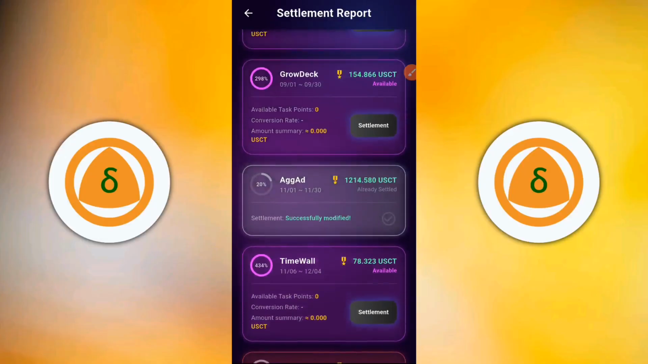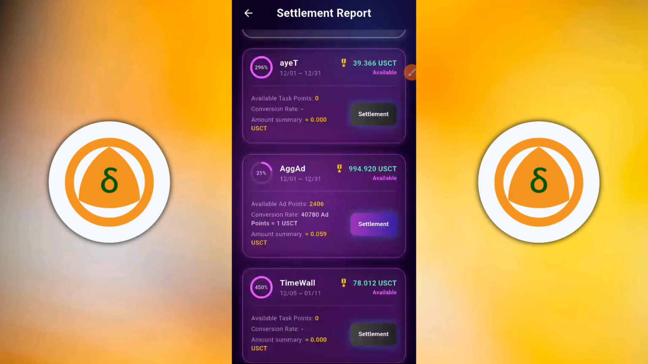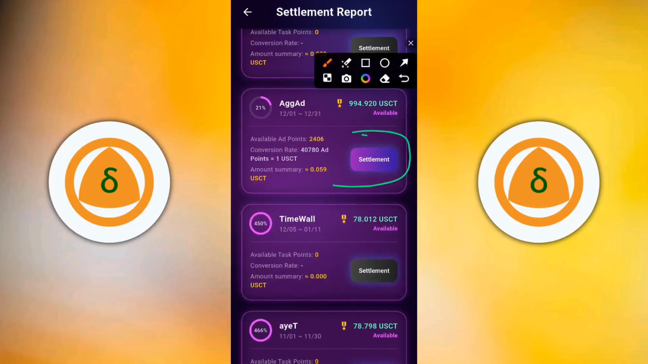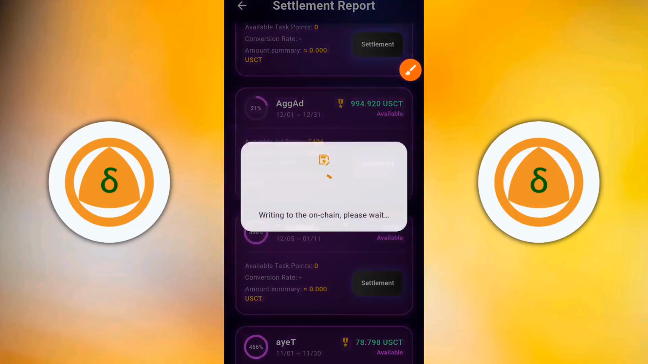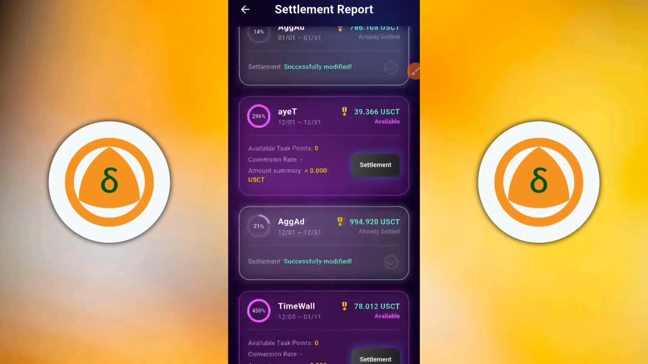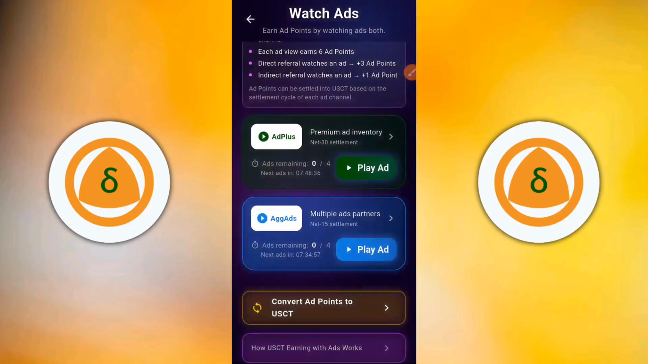For the settlement right here, you can see these are settlements that have expired, right? People have claimed them, I didn't claim them on time. So I'm just going to go ahead right now and click on this very one right here that says settlement, and I'm going to click on this. It says the period settlement is successful, so I have confirmed that. So this is literally how you claim or convert your USDT points, right?